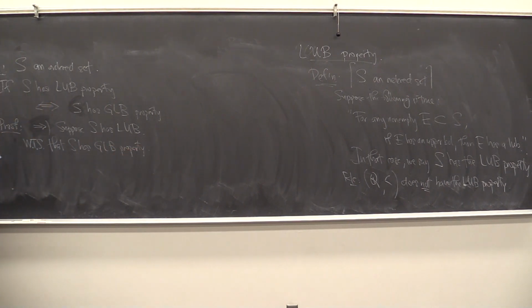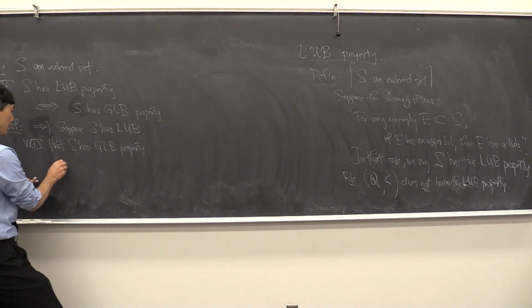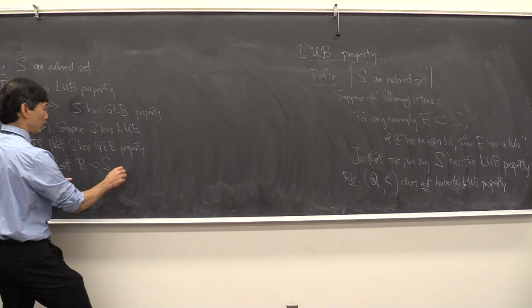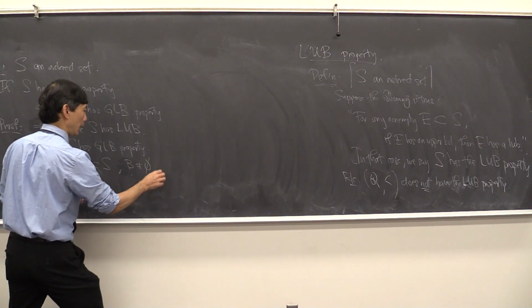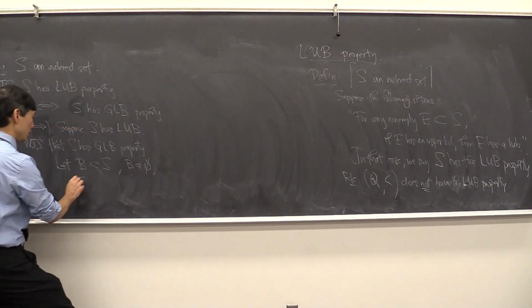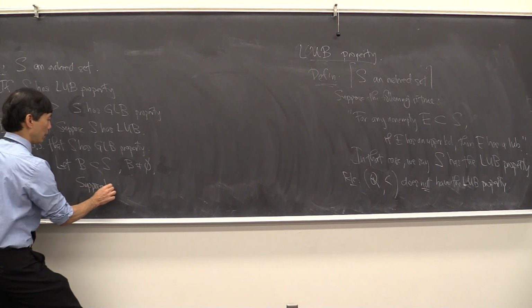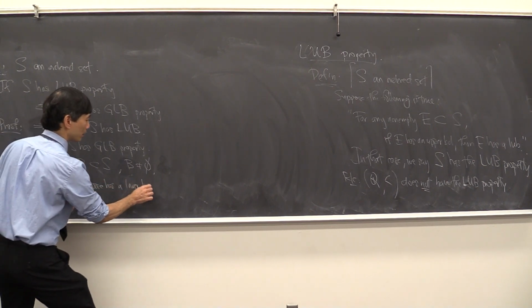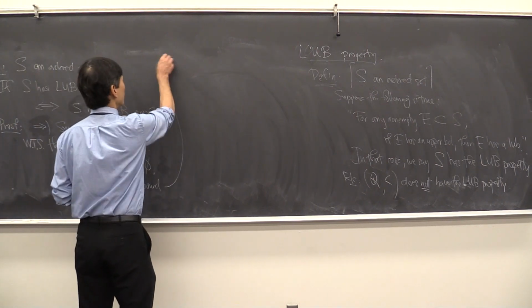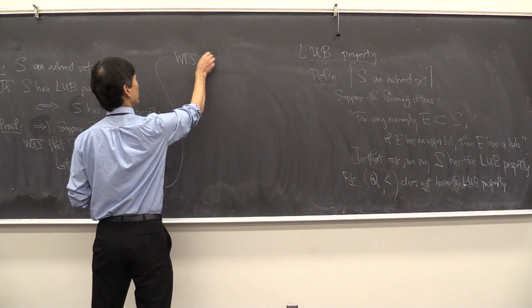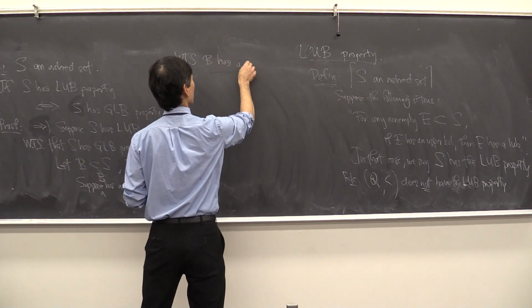So what do we have to do to show that? We have to show that if we have a set that has a lower bound, then it has a greatest lower bound. So let B be some non-empty subset, and suppose that B has a lower bound. We want to show that B has a greatest lower bound.